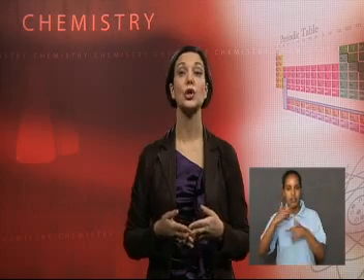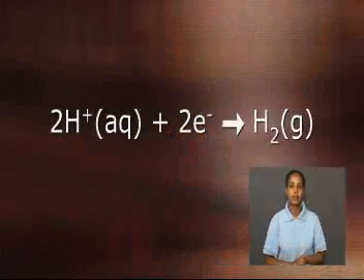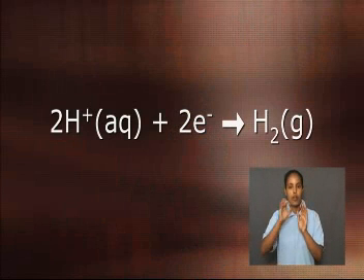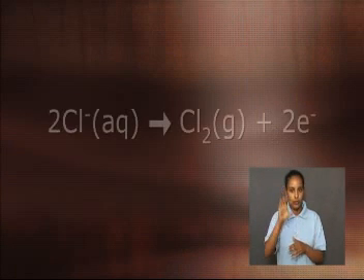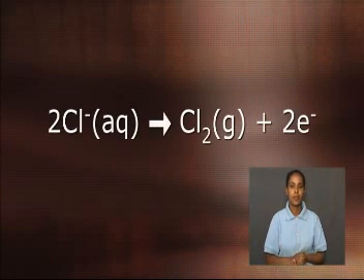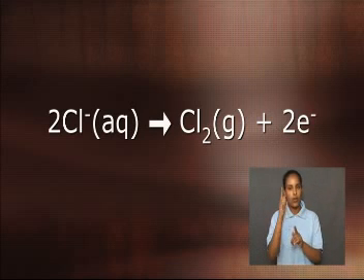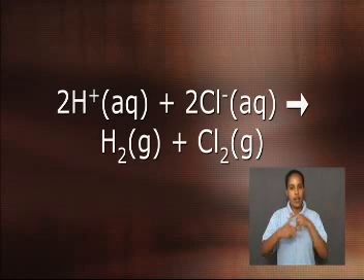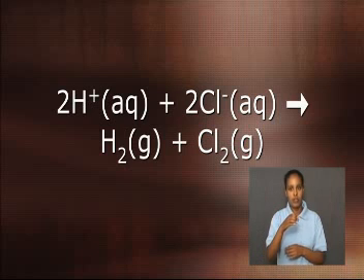Hello again, students. Were you able to write the half-cell reactions? Your cathode or reduction reaction should look like this. Your anode or oxidation reaction should look like this. If you answered both of those correctly, great job! The overall reaction for the solution looks like this.